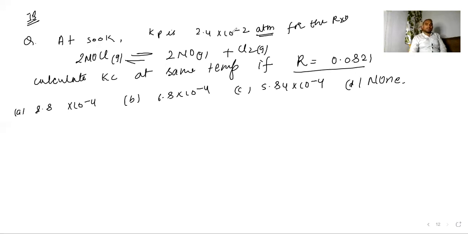Please try this. I got option C, 5.84 times 10 to the negative 4. Oh my God, your calculation is very fast here.